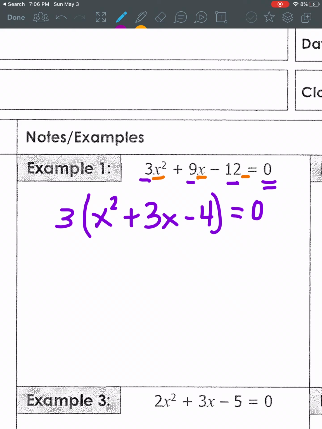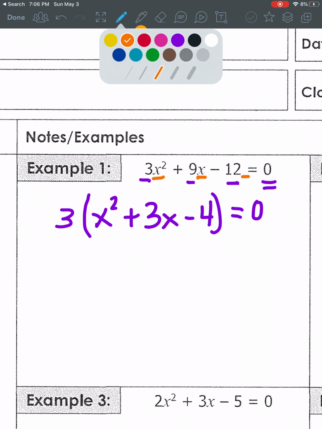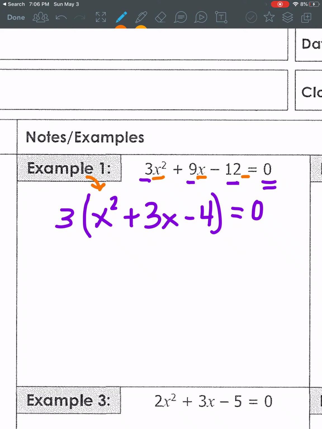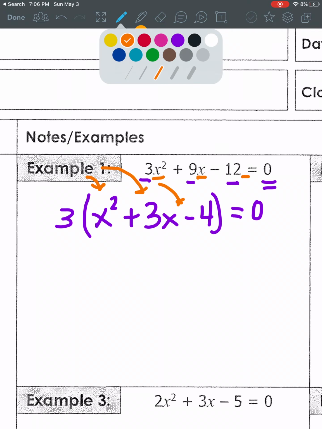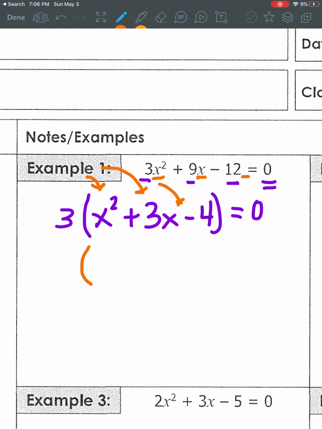Okay, and we can always double check. I would make sure it goes back. So 3x squared plus 9x minus 12. All right, it is the same. Okay, then I would factor what's in the parentheses, our polynomial x squared. Now, since we pulled out the GCF, the a value is actually 1 in front of that x squared.